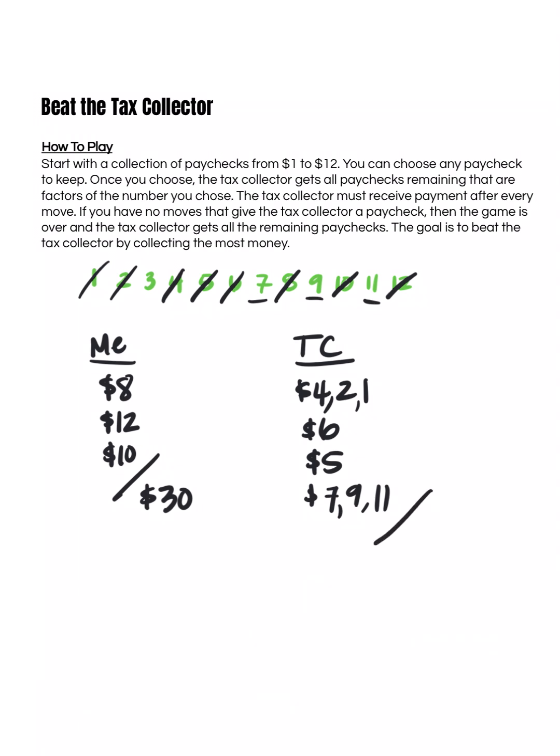And if I add up the total the tax collector raked in, 4, 1, 2, 6, 5, 7, 9, and 11, I believe that's $45. So the tax collector clearly won through my attempt to try to understand how this works. And so now that I understand how it works, I am going to come up with a plan.